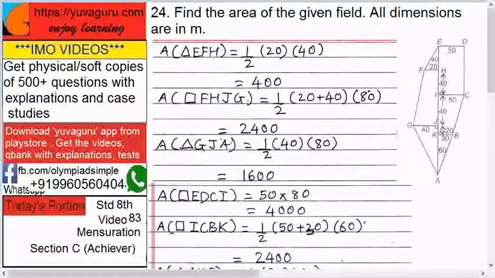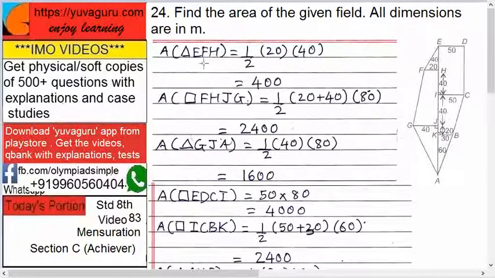Next, find the area of the given field. This is the given field. A, B, C, D, E, F, G. Okay, this is the total given field. You have to find the area. See, your problem is easy but lengthy. So you'll have to find each separate area.